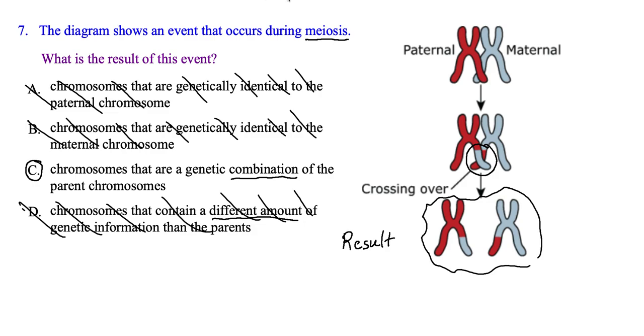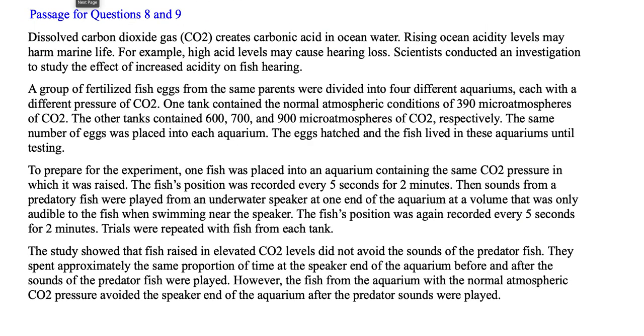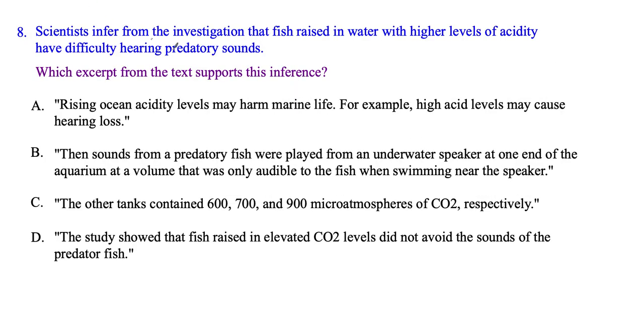All right, let's go to 8. Again, I would flag this. I'll kind of summarize this. You can pause the video and scan through this and read this, but I always recommend that you go to the question here. See if you can make a prediction before even reading the article. It says, scientists infer from the investigation that fish raised in water with higher levels of acidity have difficulty hearing predatory sounds. Which excerpt from the text supports this inference?